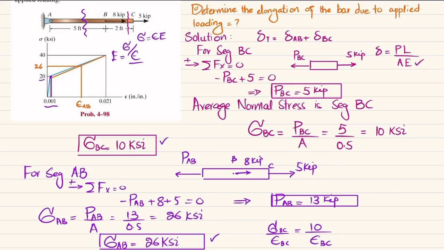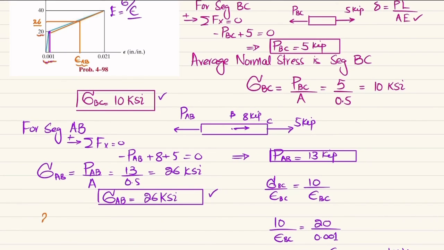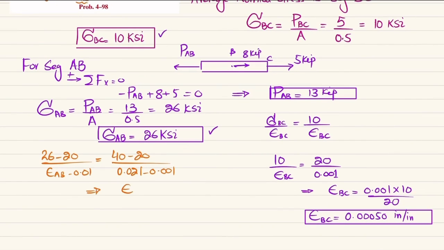So what if I take the difference of these two stresses? For example, 26 minus 20 over epsilon AB minus 0.01. Let me write it. So you can see 26 minus 20 over epsilon AB minus 0.01, that will be equal to this 40 minus 20, which is 20. Clear? So 40 minus 20 divided by, at 40 we have strain 0.021 and at 20 we have 0.001. So 0.021 minus 0.001. When you solve this, you will get strain in portion AB equal to 0.0070 inch by inch, or it will be a dimensionless quantity.